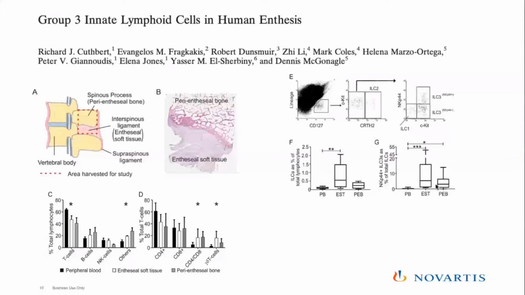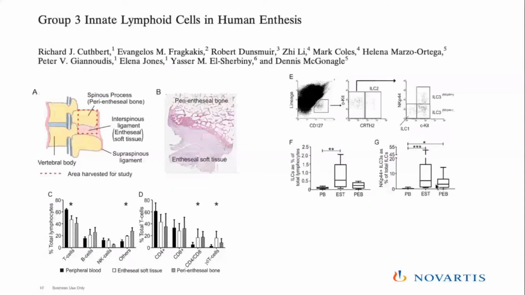But it is for the first time that they have been shown in human enthesis, and these are not patients with ankylosing spondylitis. These are patients without ankylosing spondylitis who have these group 3 innate lymphoid cells, and they have shown that these group 3 innate lymphoid cells also produce IL-17 in an IL-23 dependent manner.